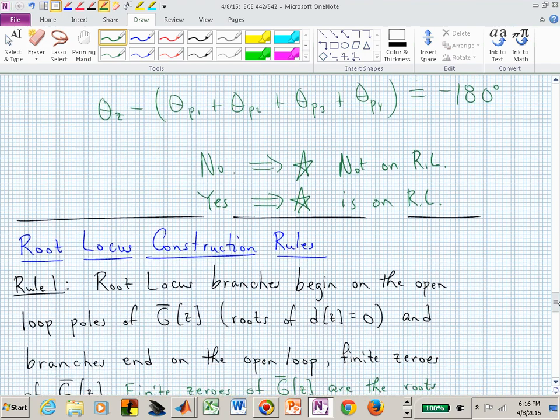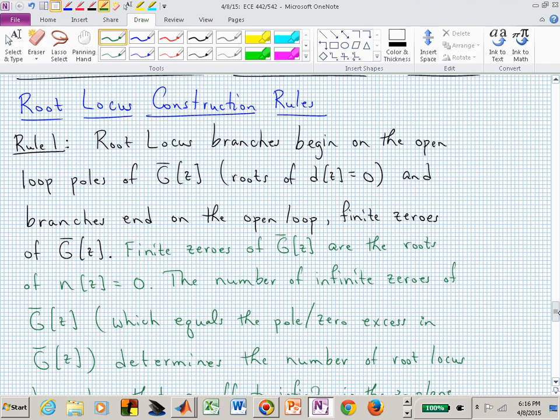Let's now look at these root locus construction rules. Like I said, don't worry about writing this down. Just read it and digest it. Since you've already had some peanut butter and chocolate, we need to digest that.